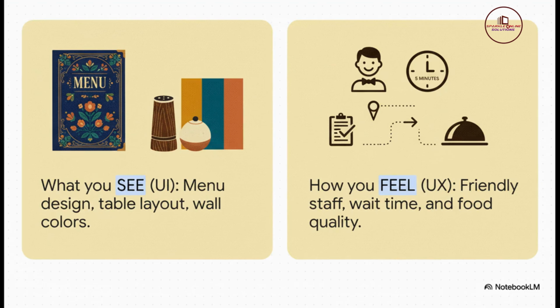So everything your eyes land on, the design of the menu, the way the tables are arranged, the color of the walls, that is the user interface, or the UI. It's all about what you see, the aesthetics. But then there's how you feel. Was the staff friendly? How long did you have to wait? And of course, was the food good? That whole vibe, that entire journey from start to finish, that is the user experience, or UX.